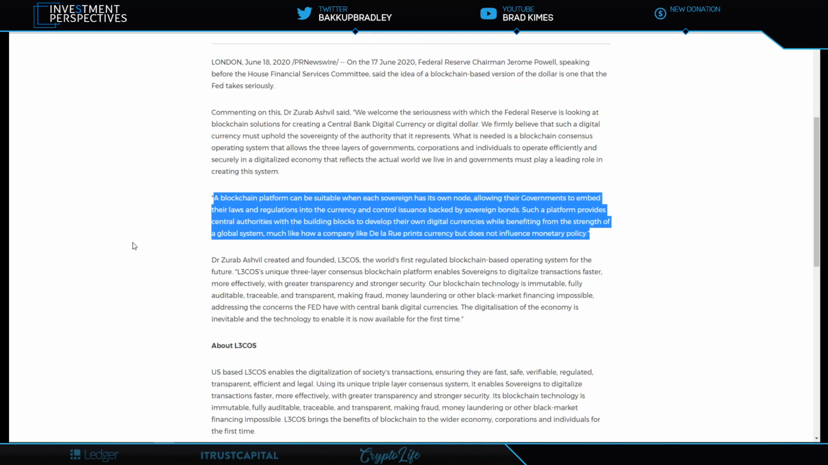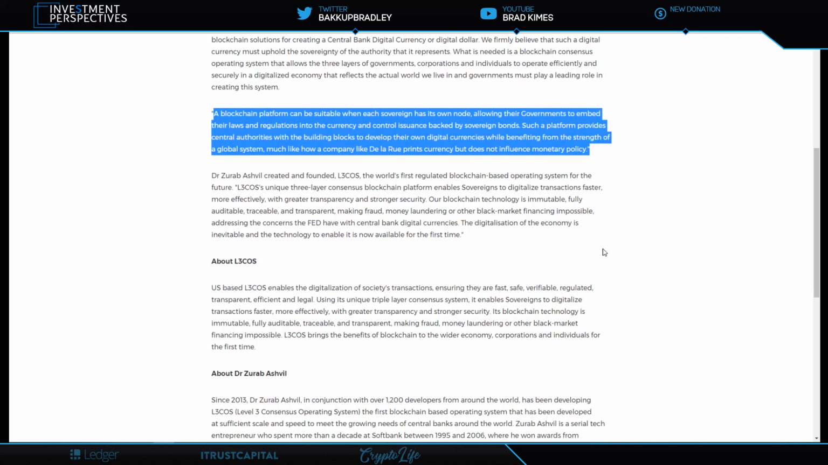Listen to this part here. A blockchain platform that can be suitable when each sovereign has its own node, allowing their governments to embed their laws and regulations into their currency and control issuance backed by sovereign bonds. Interesting. Such a platform provides central authorities with building blocks to develop their own digital currencies while benefiting from the strength of a global system, much like how a company like De La Rue prints currency and does not influence monetary policy. Now, I'm not going to read this whole article to you.